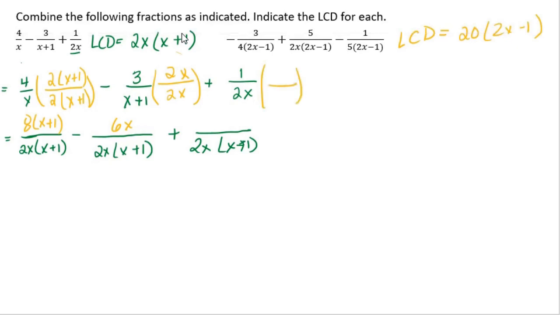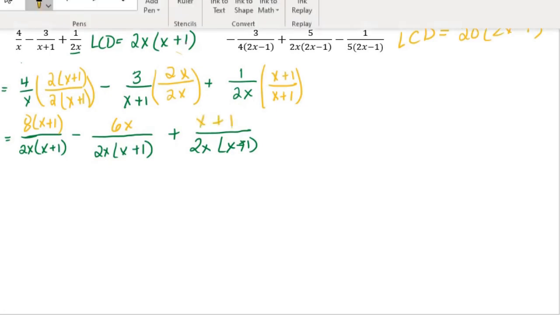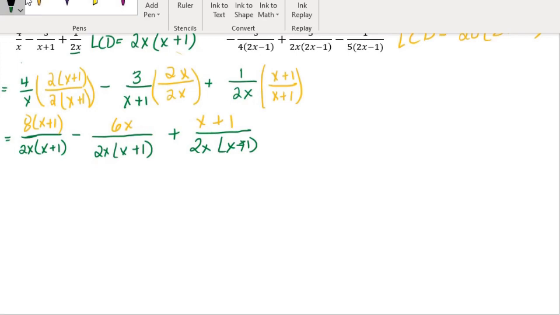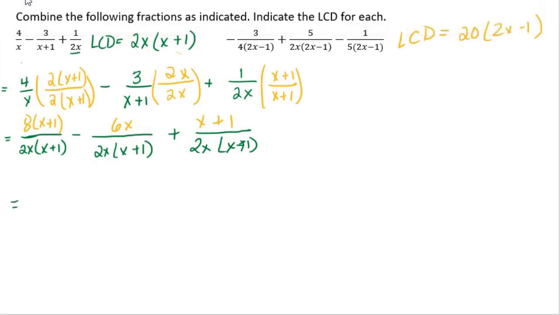But the first couple times that we do any of these examples, we want to make sure that we're following the steps quite carefully. Here we're going to multiply top and bottom by x plus 1. So our new numerator is 1 times x plus 1. And that's the hard part done. Because we know now they each have the same denominator, we can write it as a single fraction.